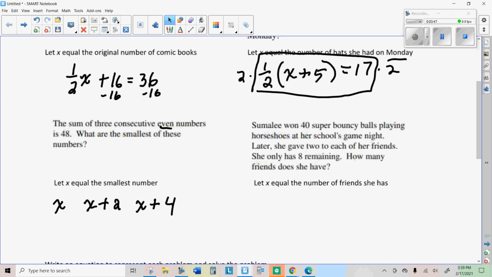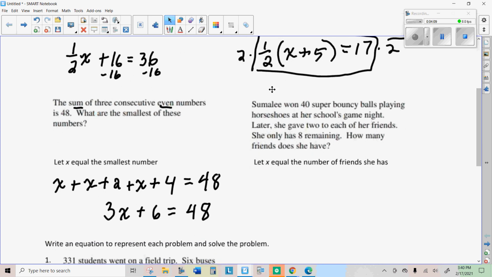And the sum means we're going to add all these up. And the total is 48. And then I would just simplify this. 1x three times is the same as 3x, and then 2 plus 4, you can just make that 6. And then you can go ahead and finish that up.